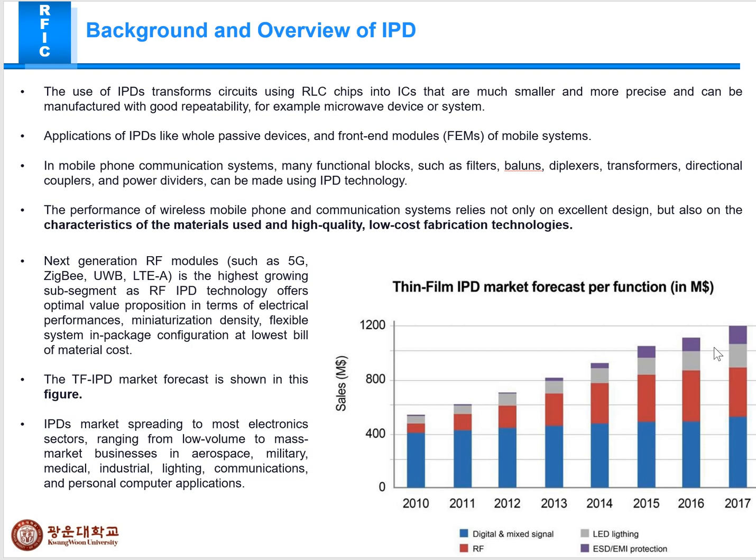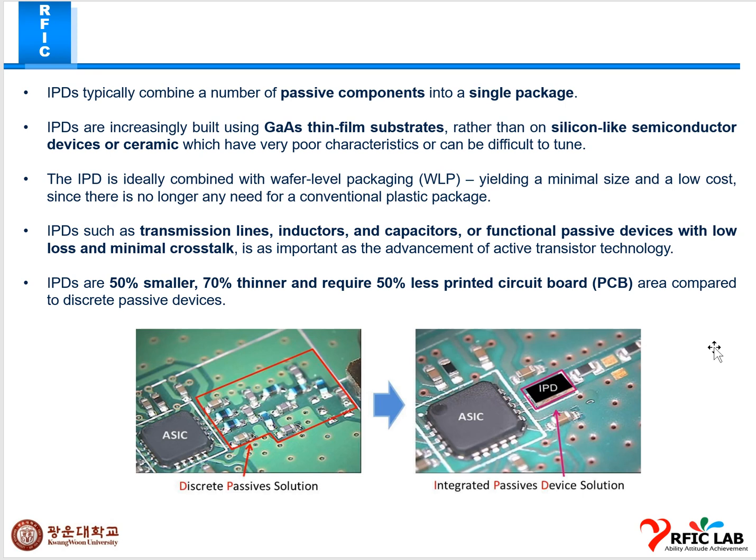As you can see in this graph, it forecasts the thin film IPD market, how the market will be according to function. This market has spread across most electronic sectors, ranging from low volume to massive market business in aerospace, military, medical, industrial, lighting, communication, and personal computer applications. In this you can see the discrete passive solution and the integrated passive device solution.